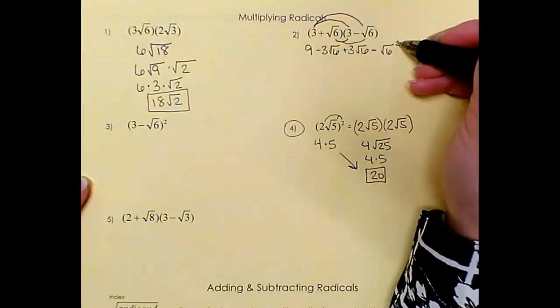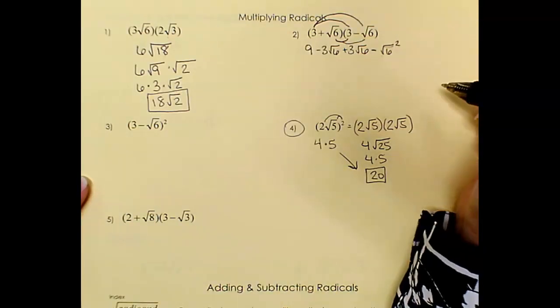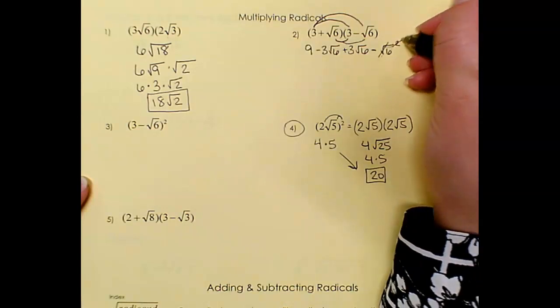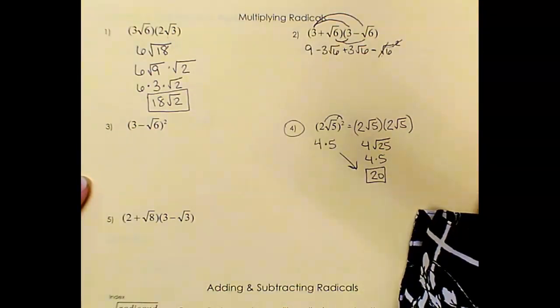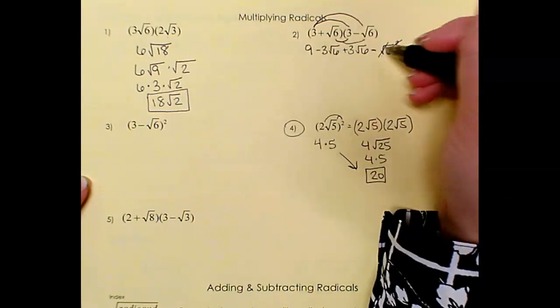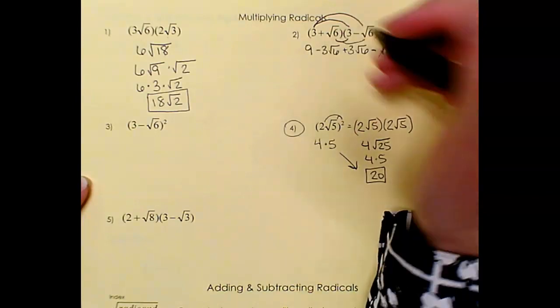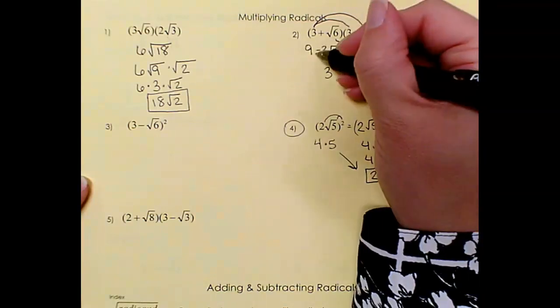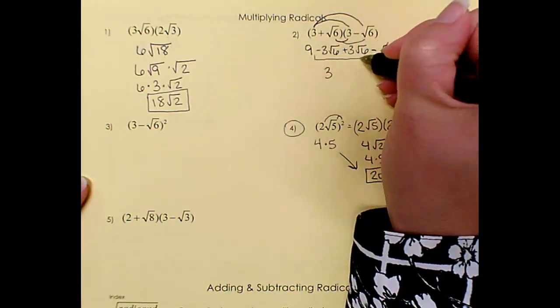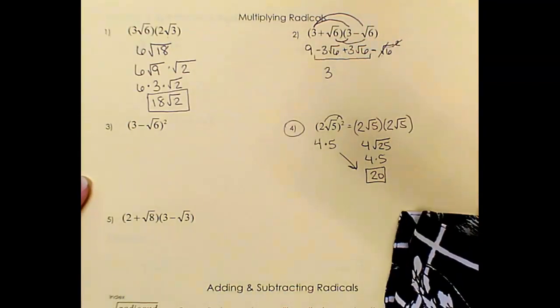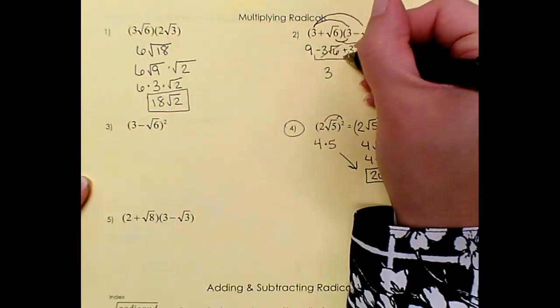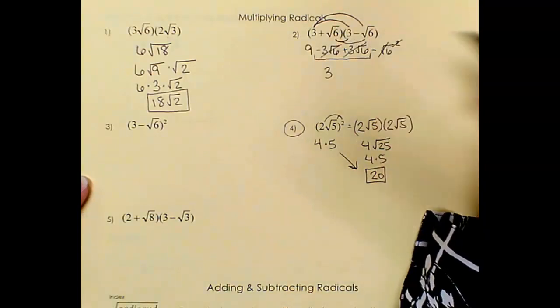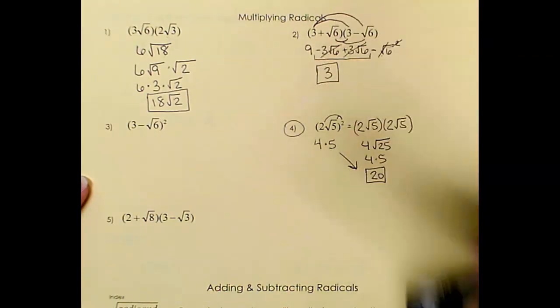So what happens when you square a square root? It goes away. So now we have a 9 and a minus 6. So 9 minus 6 is 3. And we have negative 3 square roots of 6 plus 3 square roots of 6. Since those are the same term with opposite signs, they zero out, and your answer is 3.